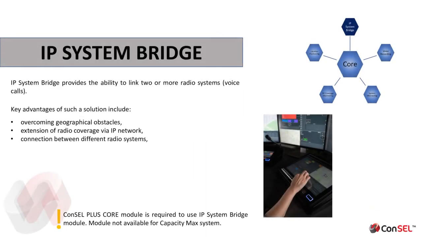The IP system bridge gives you the ability to connect two or more radio systems. It enables communication between radios operating in different networks with fixed and dynamic voice call bridging. It helps in everyday operations such as car fleet management and also helps to overcome geographical obstacles, as well as allowing you to connect two different radio systems. This module is not available for the Capacity Max system.